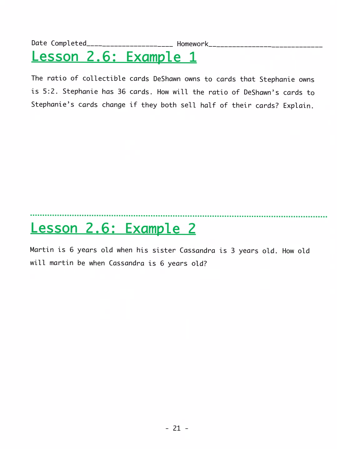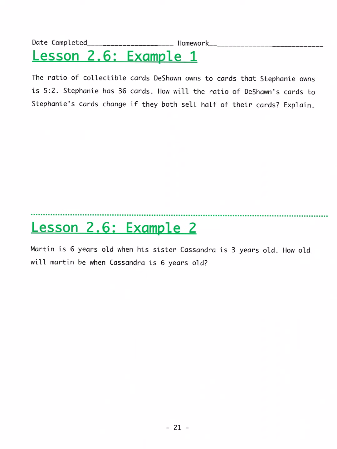Example one says the ratio of collectible cards that Deshawn owns to the cards that Stephanie owns is 5 to 2. Now we can write 5 to 2 with a colon, or you can say 5 over 2 like we've been saying, or you can say 5 to 2. Either way, all of it means the same thing, that they are in a proportional relationship. For every 5 cards that Deshawn has, Stephanie has 2 cards. So Stephanie has 36 cards.